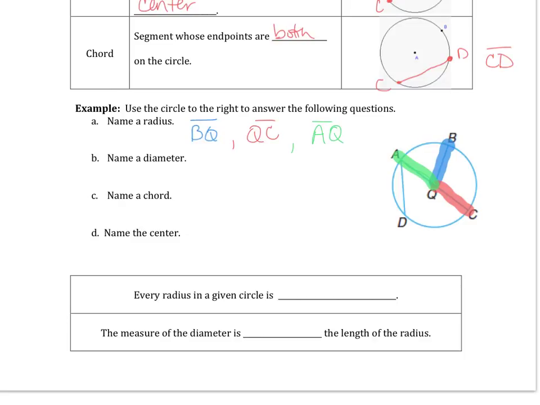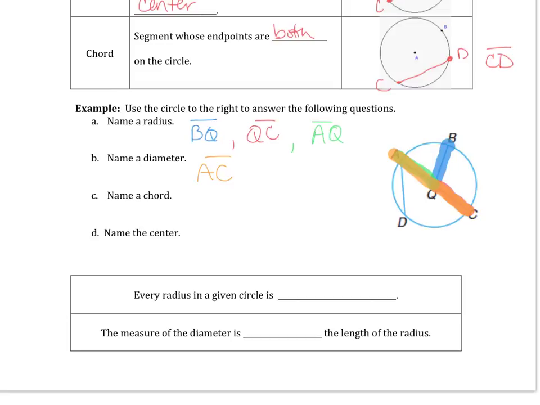Right, naming my diameter here. Let me erase my highlights. I'll highlight a different color then. I'm going to go A to C for my diameter, so that is segment AC. And in this particular circle, that is the only one we are going to name.